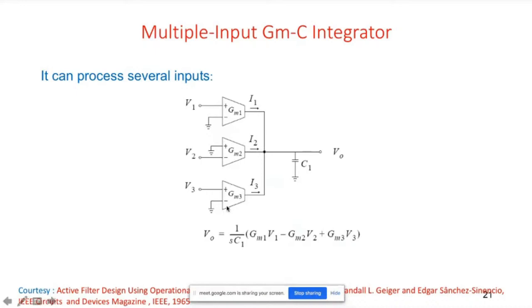Another important advantage of this gm-C filter is that I can directly connect a number of gms together at a single node. What happens is addition of currents. I can have gm1, gm2, gm3, and all the currents will be added at this node. So my output voltage will be the sum, giving gm1 into V1 minus gm2 into V2 and gm3 into V3, according to whatever connection we are making. It is a very simple process of adding the currents.